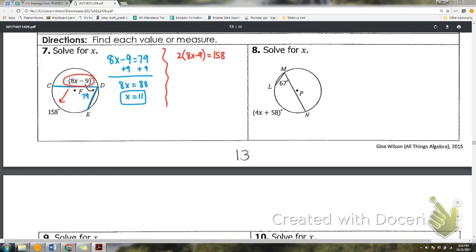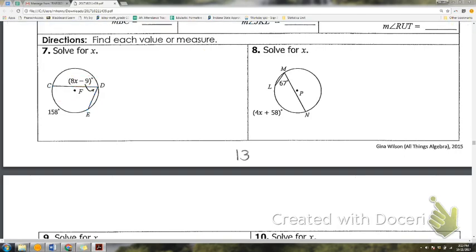All right, let's turn over the page and let's look at example 9. Example 8 is very much the same as example 7. So we're going to go ahead and look at the next page and look at example 9.